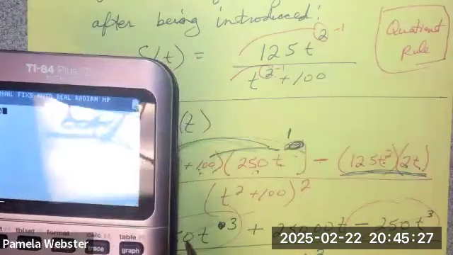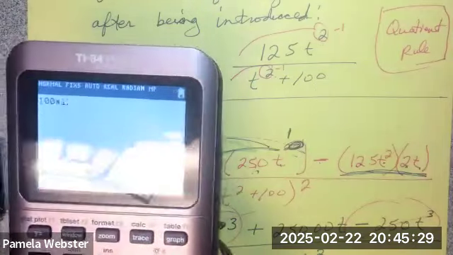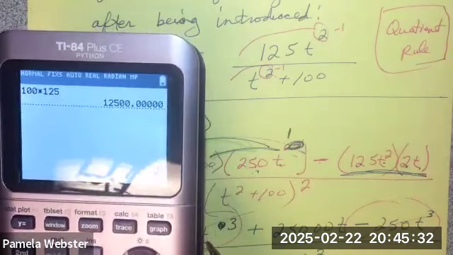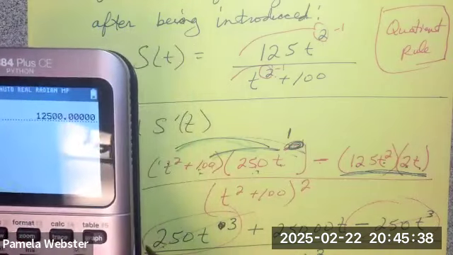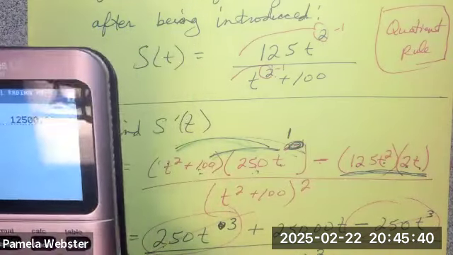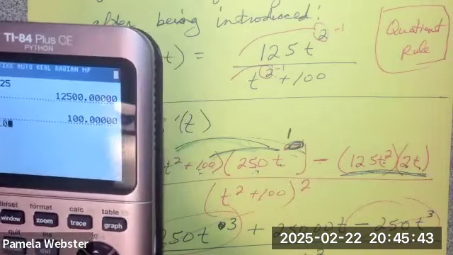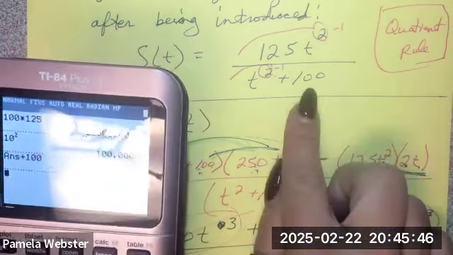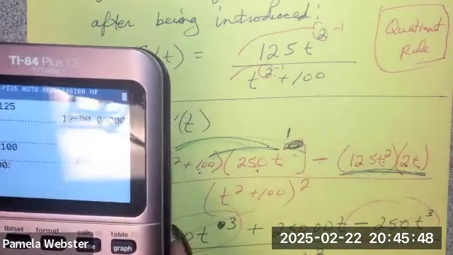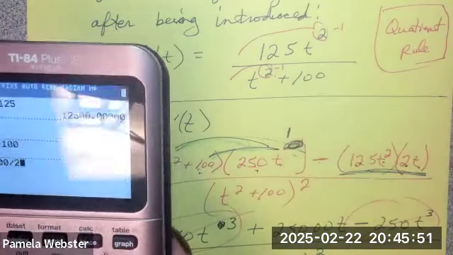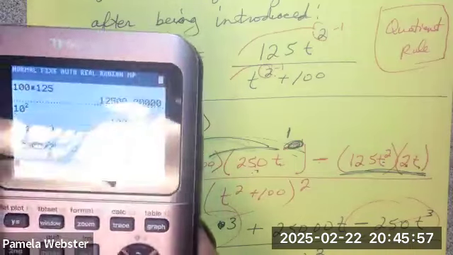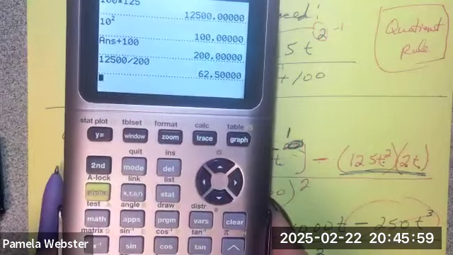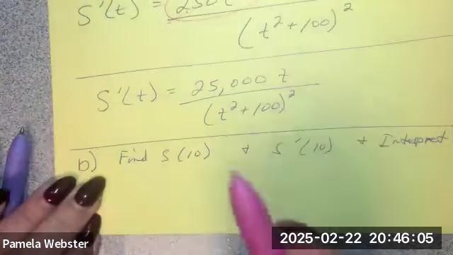10 squared is 100 times 125. So the top's going to be that large number, 125, or I'm sorry, 12,500. And the bottom's going to be 10 squared plus 100, so the bottom's going to be 200. So what's 12,500 divided by 200? 62.5. Oh, I'm sorry, there's a glare. 62.5. Okay. So S of 10 is 62.5.